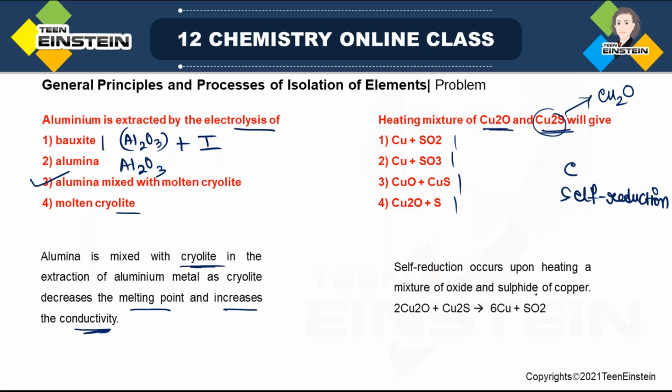So see, this is a self-reduction. It occurs when you are heating these two together. Here copper is removed in the form of Cu0, and S and oxygen together make sulfur dioxide, which is a gas. So here we are not using any external reducing agent. They react with each other and are converted to metallic copper. So the correct option is copper plus SO2, that is option 1.